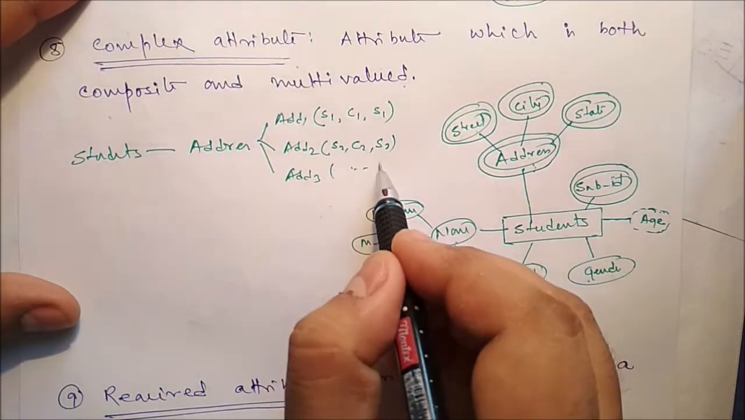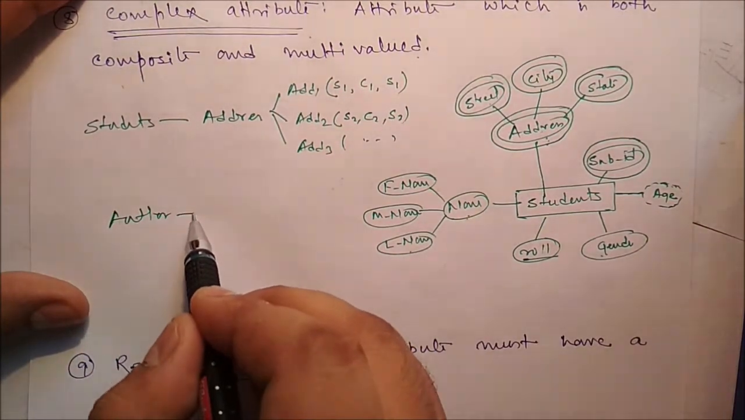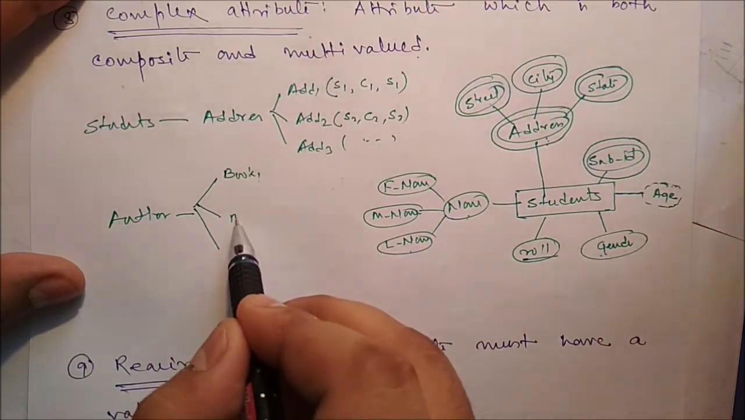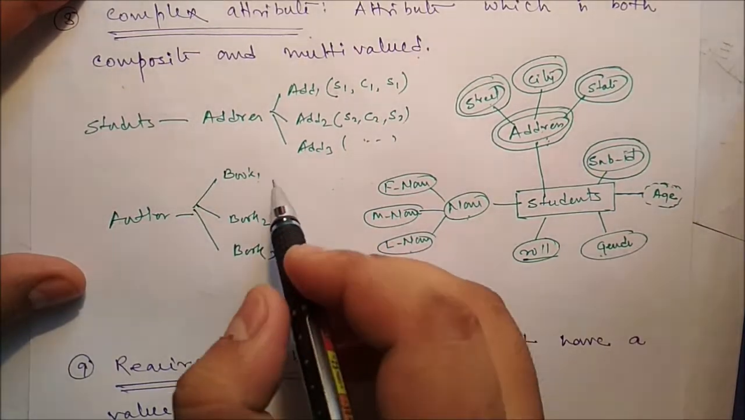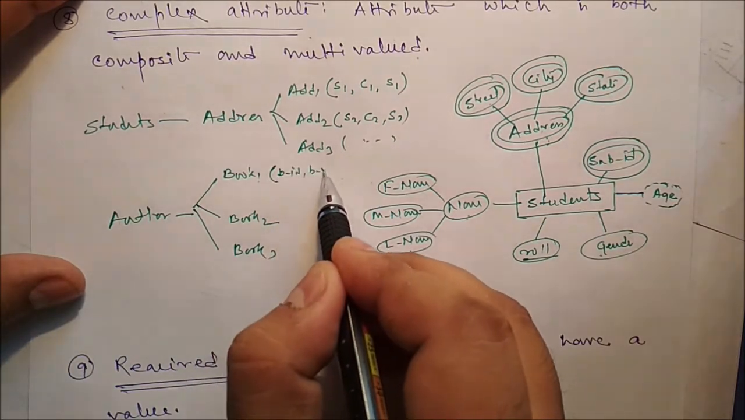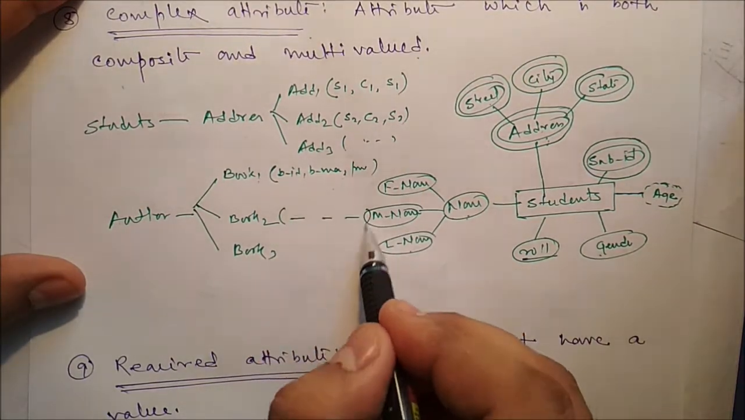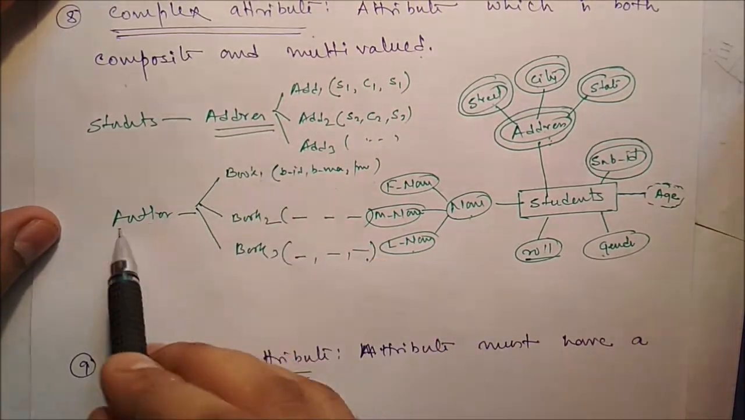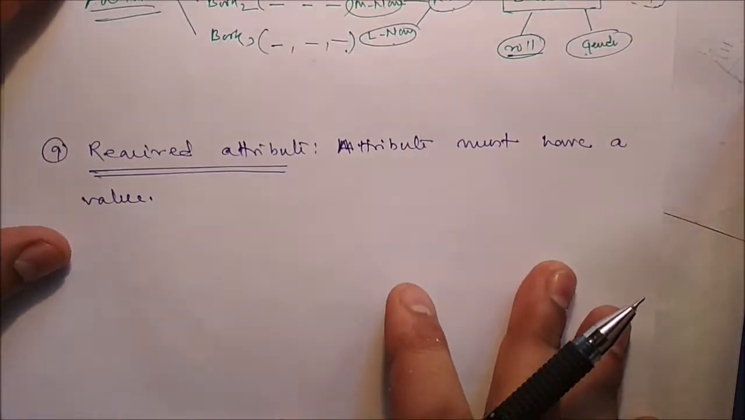Similarly, an author can write any number of books, say book 1, book 2 and book 3. Each book may have parts, say book ID, book name and price. Similarly, book ID, book name, price, and again book ID, book name, price. So address and author are examples of a complex attribute.